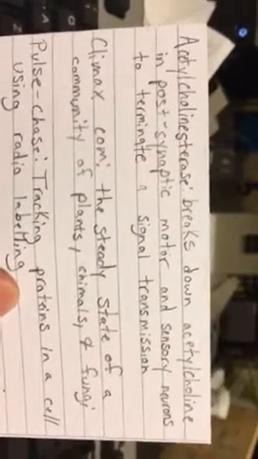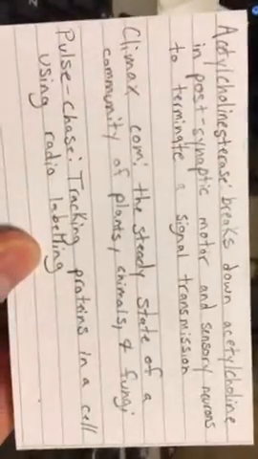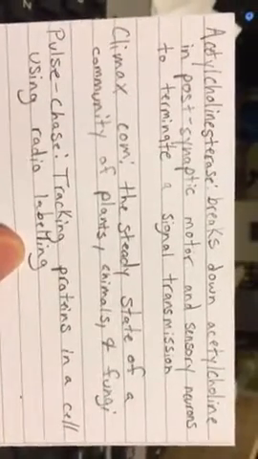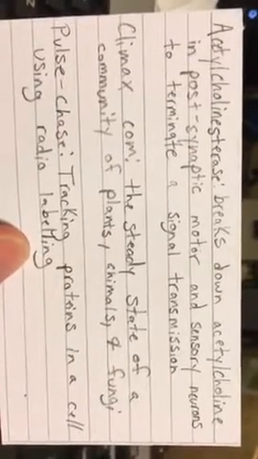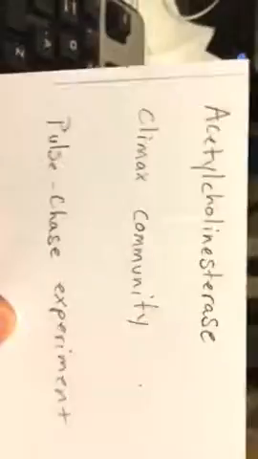Acetylcholine esterase. What does it do? Acetylcholine esterase breaks down acetylcholine in postsynaptic motor and sensory neurons to terminate a signal transmission. Climax community. Climax community. The steady state of a community of plants, animals, and fungi. The pulse chase experiment. The pulse chase experiment, tracking proteins in a cell using radio labeling.